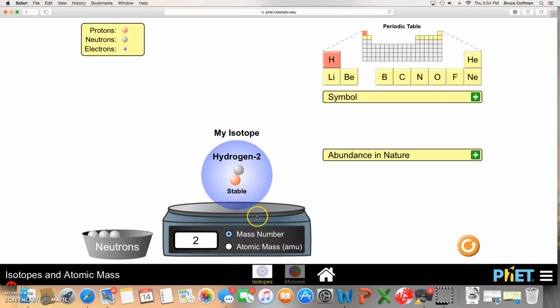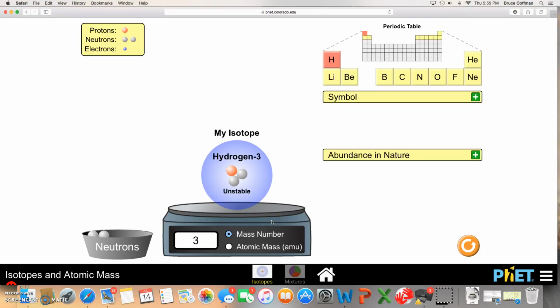I like to throw this on here to have the kids see this, and they notice, oh, something's shaking. It's unstable. I do this before I teach isotopes. I do this before I teach ions. I think it's important for the kids to see the visualization, and then I get to teach it.